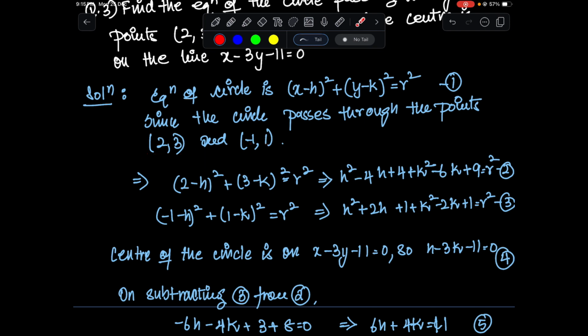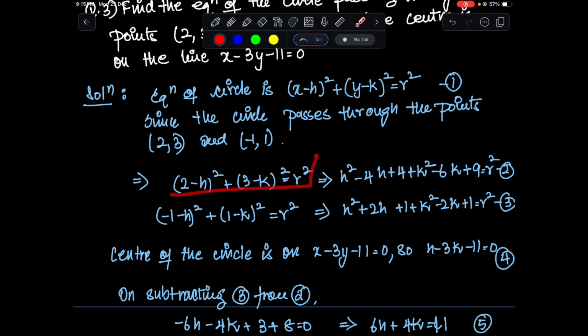Now the mistake that students make in this case is they substitute this in place of h and k. That's not what is being said, because if you substitute in place of h and k, that means you are telling that this is the center, because h and k denote the center. So you are supposed to substitute in place of x and y.